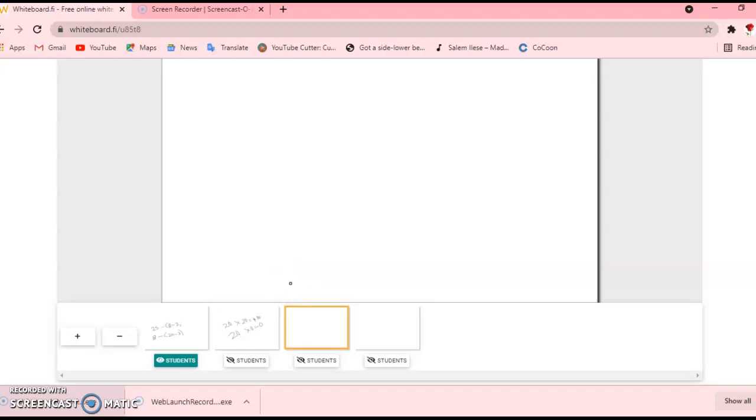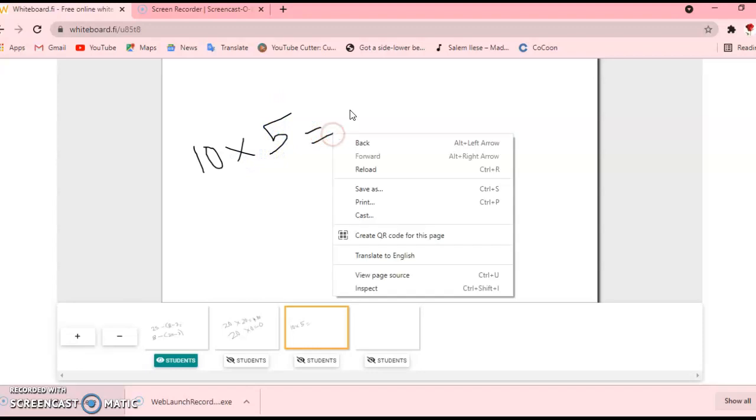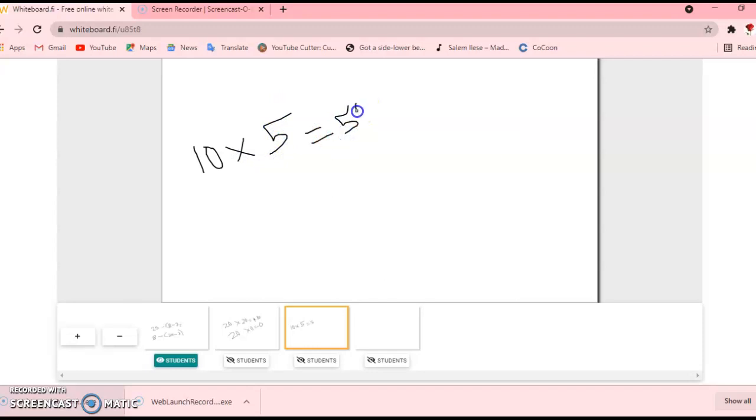Commutative property. Whole numbers are commutative under multiplication. Example: 10 into 5 equals 50. 5 into 10 equals 50.